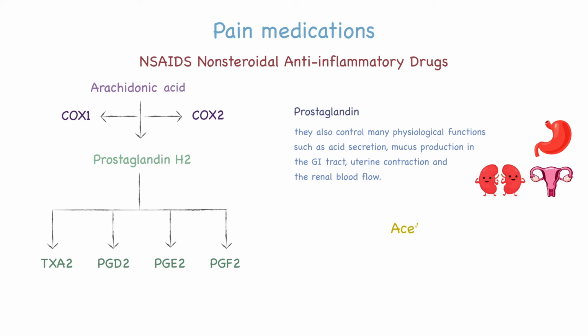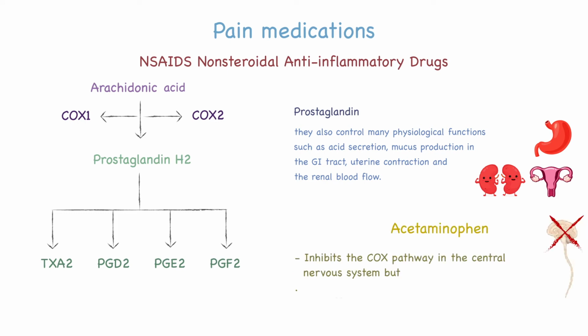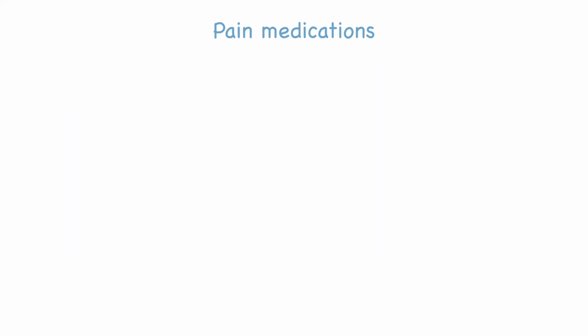Then we have acetaminophen, which inhibits the COX pathway in the central nervous system but not in the peripheral tissues. And that explains why it does not have an anti-inflammatory effect and is not considered one of the NSAIDs. But it has antipyretic and analgesic effects. Overdose can cause hepatotoxicity. Now let's talk about opioids.